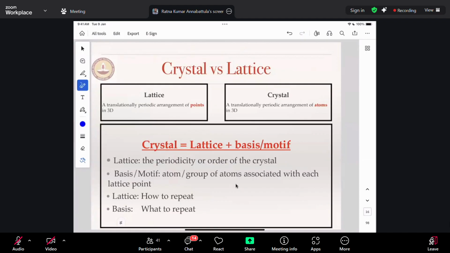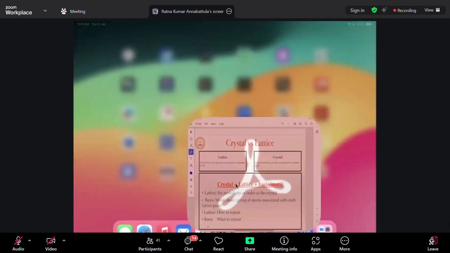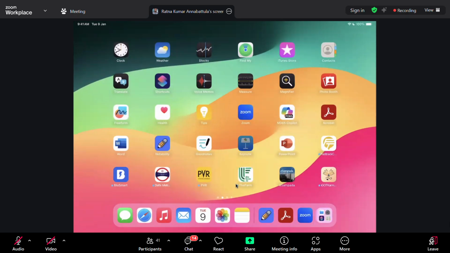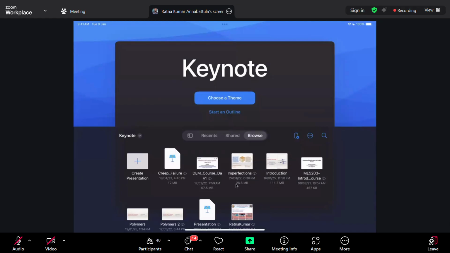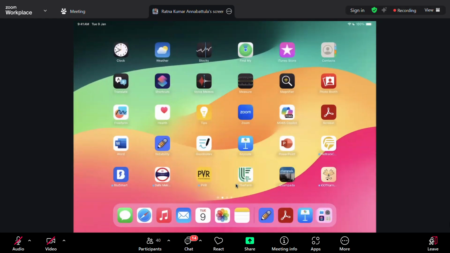So let me see if I have the animation with me. If that is there, then it will be much easier to drive the point. Okay, I don't seem to have it. Maybe I will borrow that particular slide just to show.